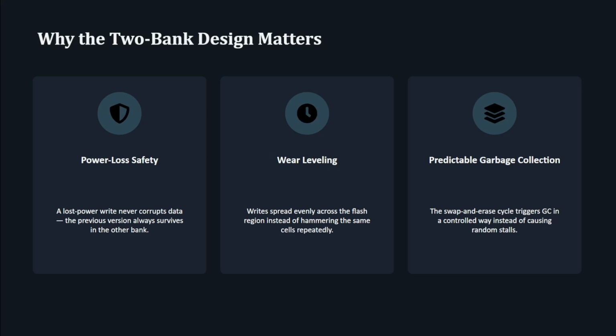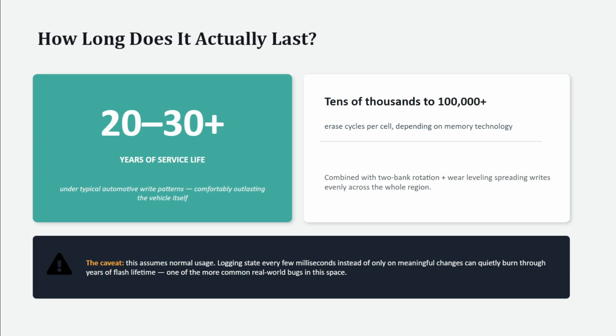Now, a natural question. If you're writing to flash this often, how long does it actually last? This is the question you want to ask me as well. Automotive flash cells are typically rated for tens of thousands to over 100,000 erase cycles, depending on the memory technology. Combined with the two bank rotation, wear leveling is spread evenly, and real world deterministic automotive write patterns land in the range of almost 20 to 30 plus years of service life, which comfortably outlives the vehicle itself in the majority of cases.